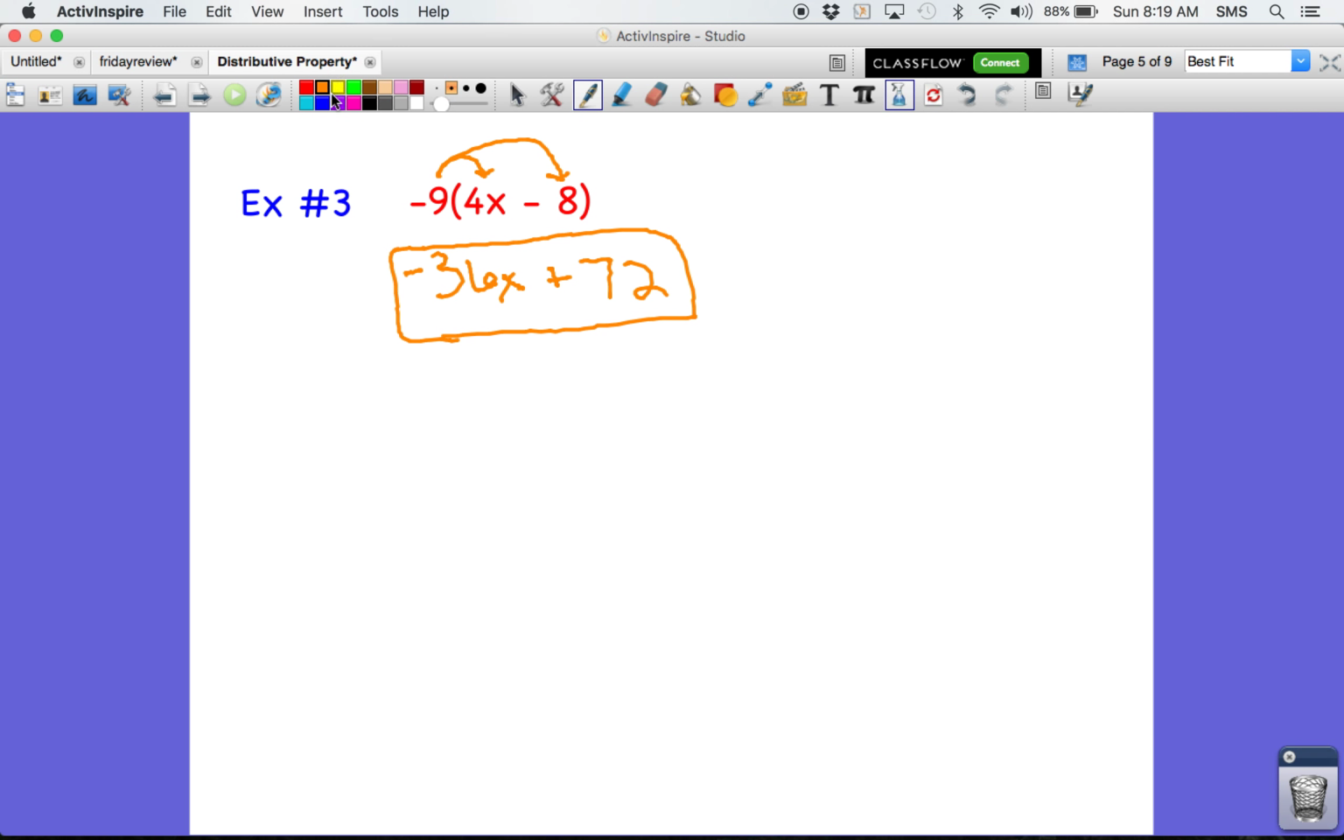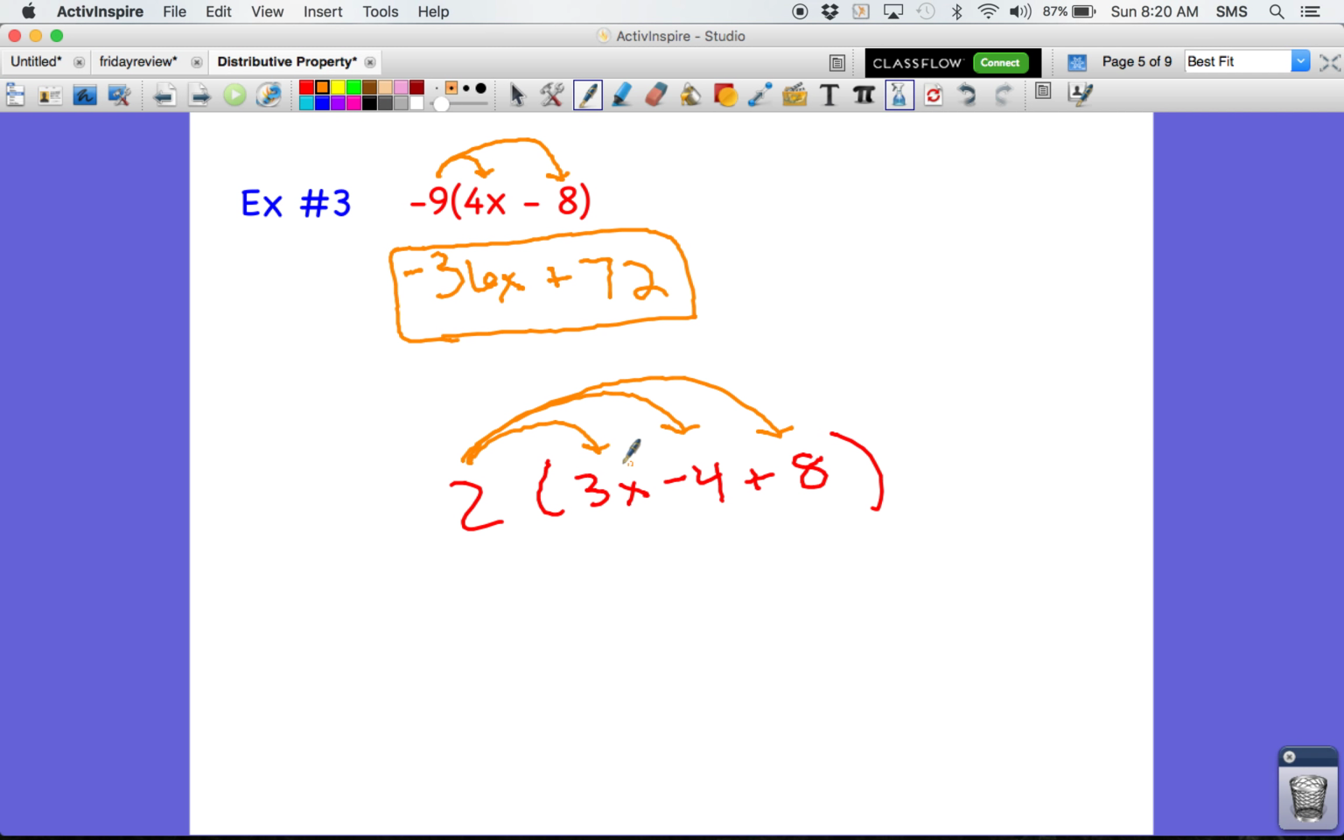And just one more quick example of the distributive property just in case. So if I have 2 times, let's say it's like 3x minus 4 plus 8. So now there's 3 terms inside the parentheses. So there's 2 ways I can do this. I can use the distributive property, and I can take 2, multiply it by 3x, take 2, multiply it by negative 4, and take 2 and multiply by positive 8. So I'm taking this and I'm multiplying it by every single term inside my parentheses.